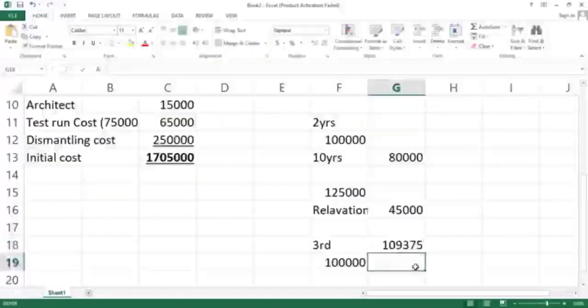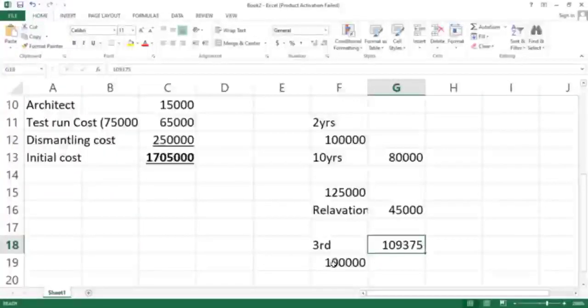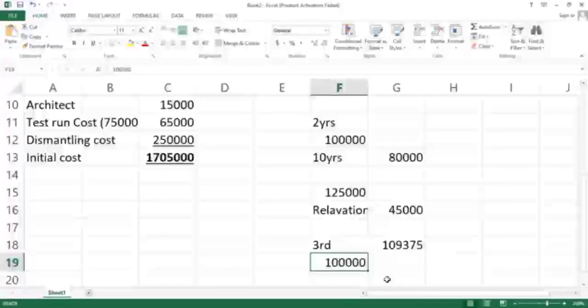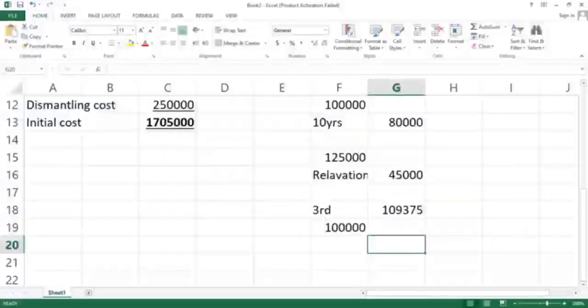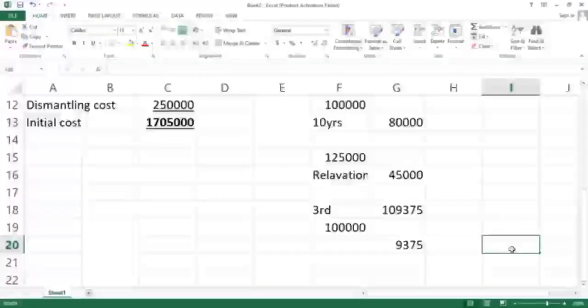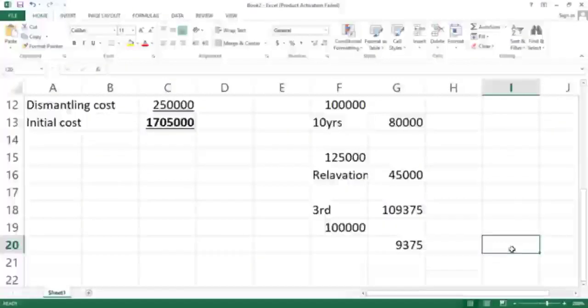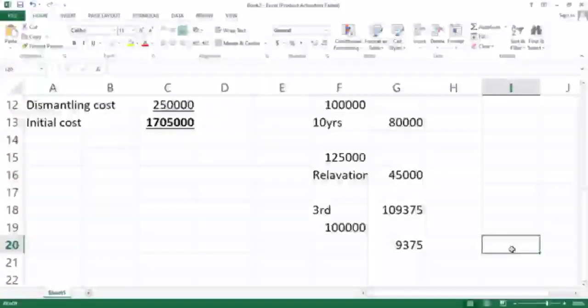309,375. Okay, something like this, isn't it? That should have been the current value. But they are now telling you that the value of the asset is what? 100,000. What is happening? So there's a loss. The loss of what? The difference between the 100,000 and 100,900 and some. That's it.